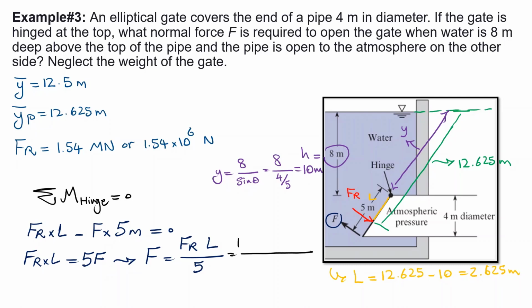Now, I'm going to insert all the numbers over here. FR is 1.54 times 10 to the power 6 Newton times 2.625 meters divided by 5. If you calculate F and then convert it to kilonewtons, F equals 809 kilonewtons. Perfect. And this is how you incorporate all of your knowledge of physics to find out this force F.